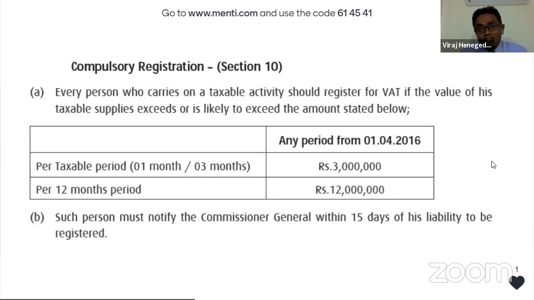I'll tell you one practical example. Imagine a company is going for an agreement, and their first supply is more than 12 million. In that case, they can automatically apply for VAT registration, because it is likely to exceed the amount stated. Anyway, from the first transaction, the 12 million threshold will be met. Right. Then the next one, such person must notify the Commissioner General within 15 days of his liability to be registered. Now, this is also a legal requirement. If somebody is reaching this threshold, within 15 days of reaching it, you must notify the Inland Revenue Department and get the VAT registration.